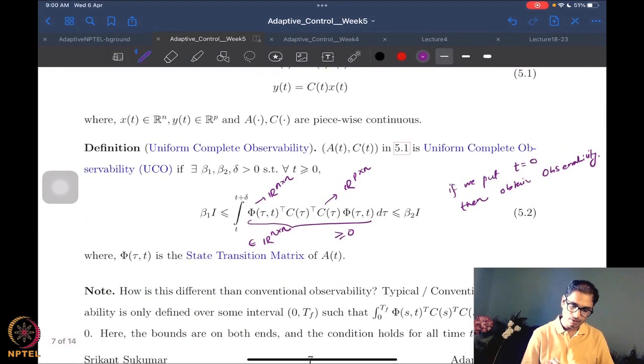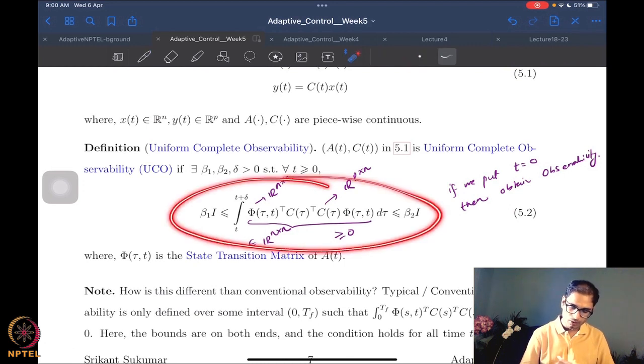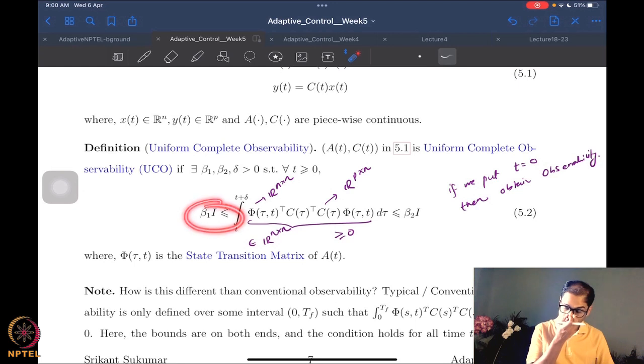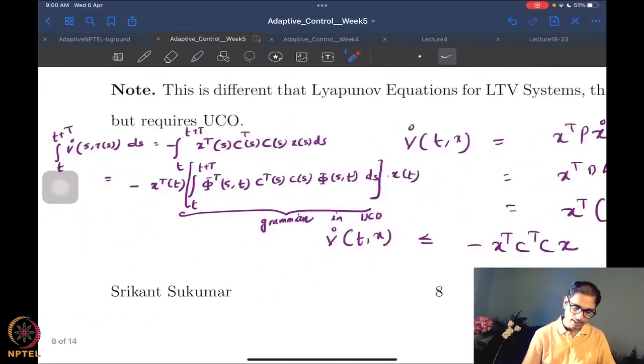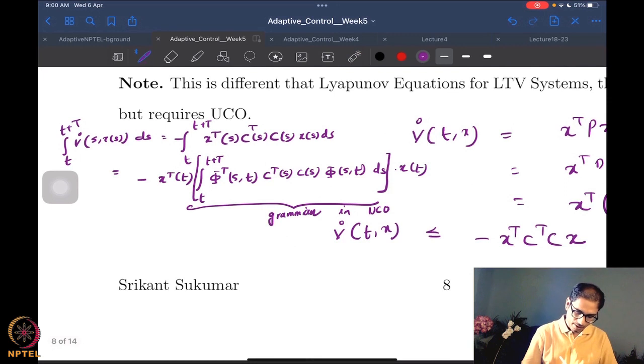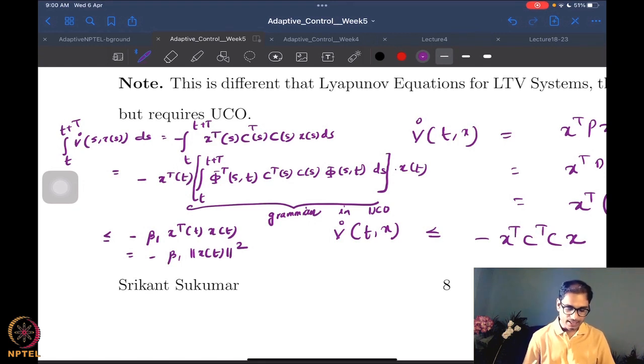Exactly this Gramian is UCO, right? And what do I know by the UCO condition? That this is in fact greater than or equal to some constant, some beta 1 I. That is, this is positive definite. So I'm going to simply use that. This is greater than some beta 1 I. So this is then less than or equal to, because there's a negative sign, so the greater than becomes less than or equal to, minus beta 1 x transpose(t) x(t), which is basically minus beta 1 norm x(t) squared, right? And this is exactly what we wanted.